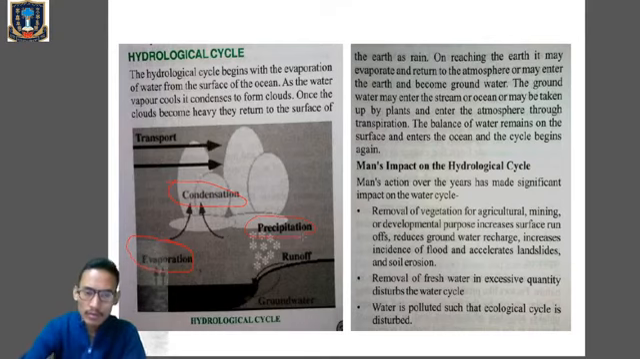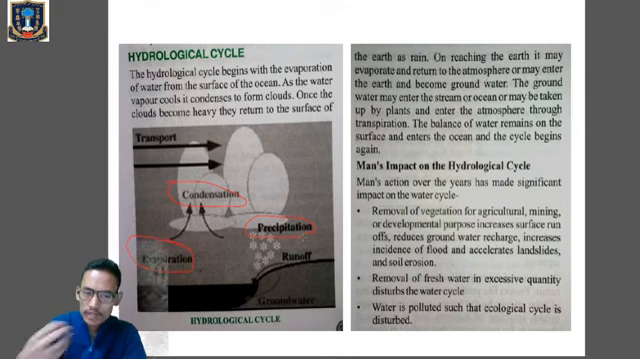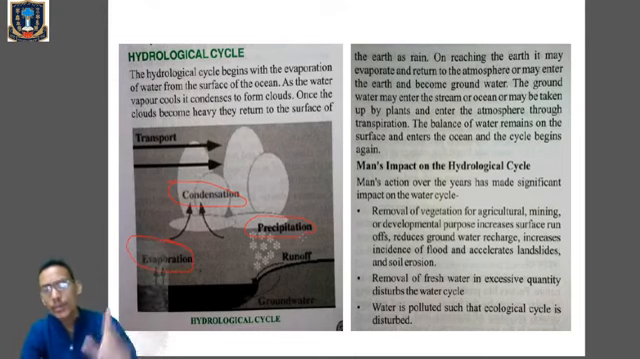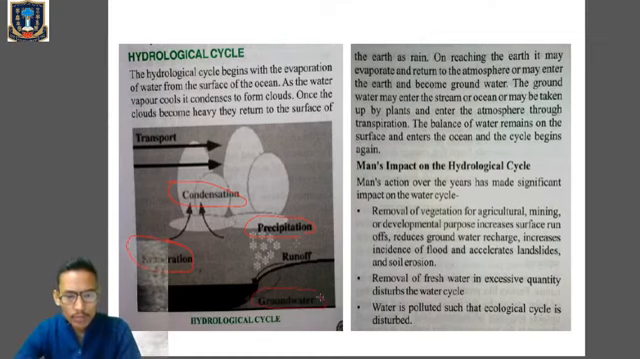So first there will be evaporation of water from the oceans, and when this water vapor cools, it undergoes condensation and forms the cloud, and when this cloud becomes heavy, it will come back to the earth in the form of rain. And on reaching the earth's surface, it may evaporate and return to the atmosphere, or may enter the earth and become groundwater. So that water can become part of the groundwater also.